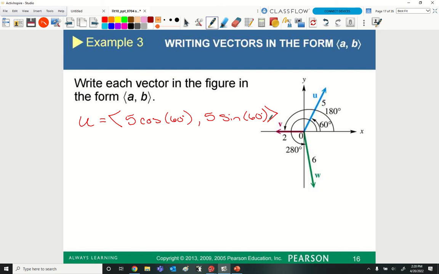Wait, so you have to do the unit vector? No, you don't have to do all that. Just plug in each piece individually. 5 cosine 60, so you get 2.5. You get 2.5 for that. And then you get 4.3. Yeah, because if it's 60 degrees and it's sine, and there's only 5, it's going to be bigger, right?